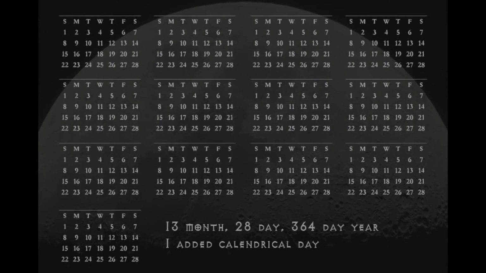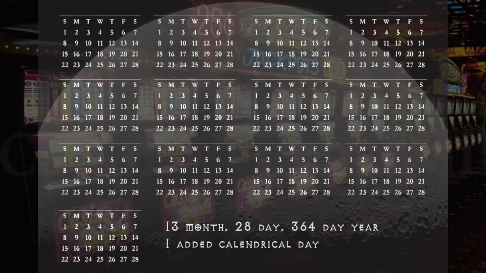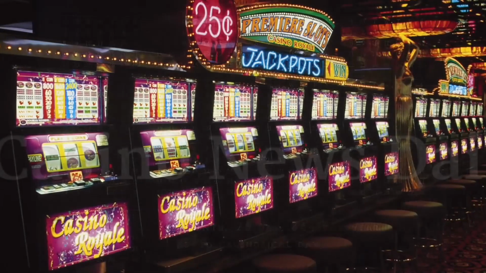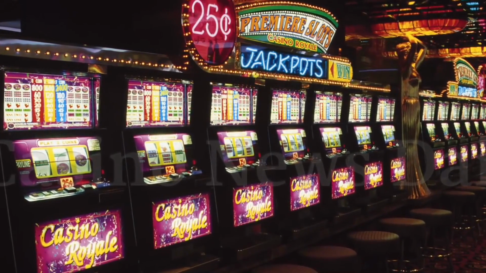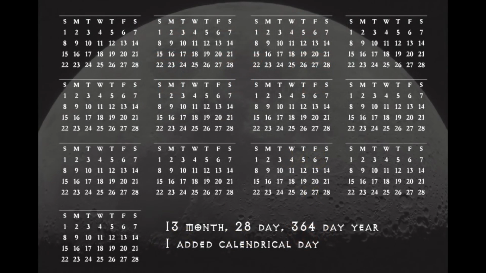The number 364, unveiled to us in the 13-month, 28-day calendar, is found hidden in a bunch of different places. Have you ever gone to the slots and pulled them down hoping for that lucky jackpot of 777? Why are 777s considered lucky? Well, doing a little math reveals to us that 7 times 7 times 7 equals 343, and 7 plus 7 plus 7 equals 21, and 343 plus 21 sums to 364. The exact same number created by a 13-month, 28-day calendar, with this calendar created by the human body.